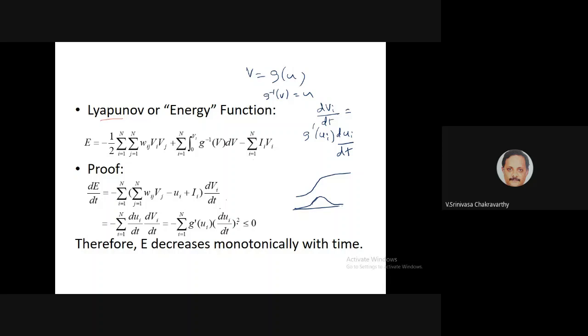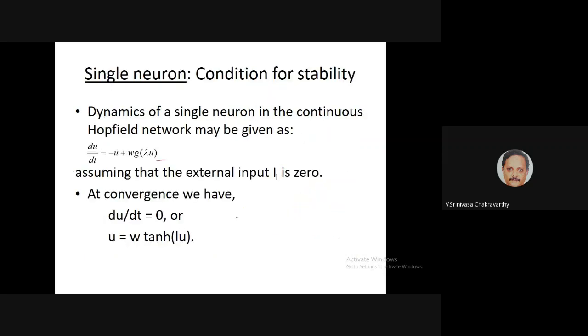So on the whole, you can say that the expression is strictly negative or equal to zero. It will become equal to zero when dui by dt goes to zero, when it goes to the stable state. So this proof of convergence is actually easier in this case than in the case of the discrete Hopfield network.